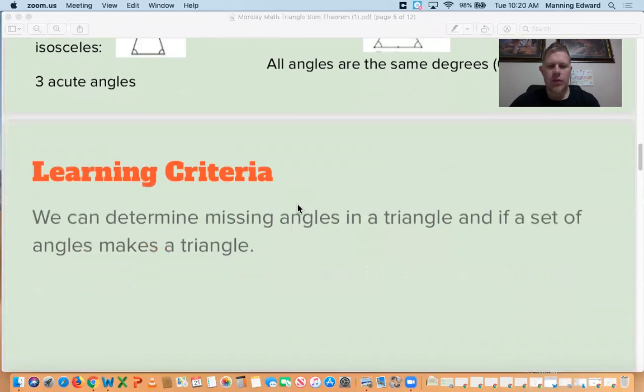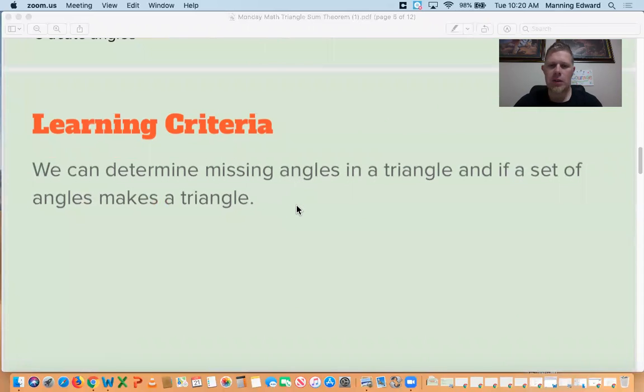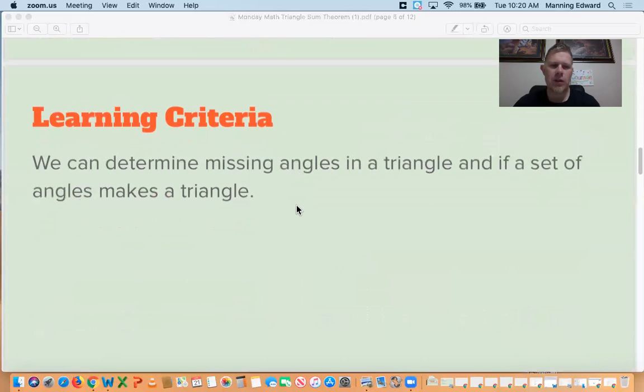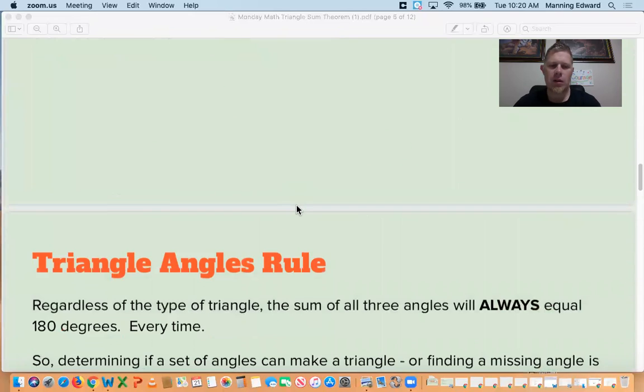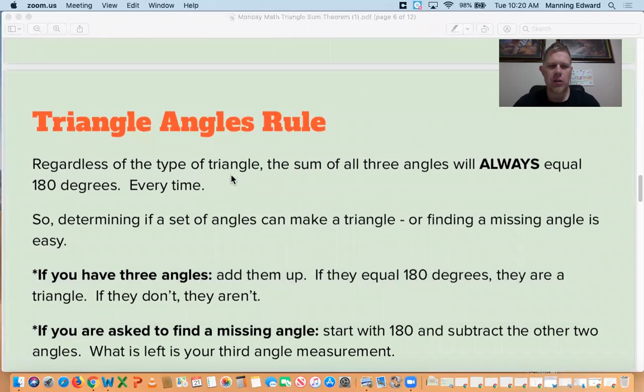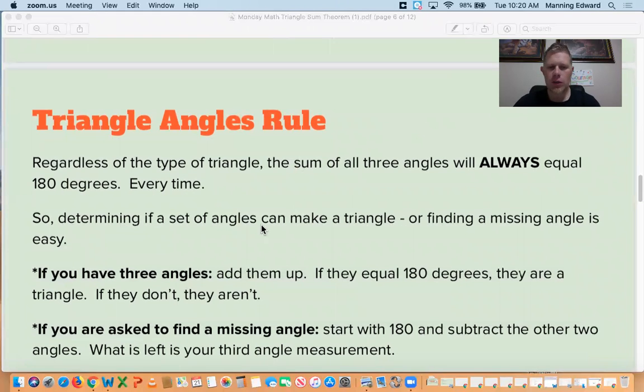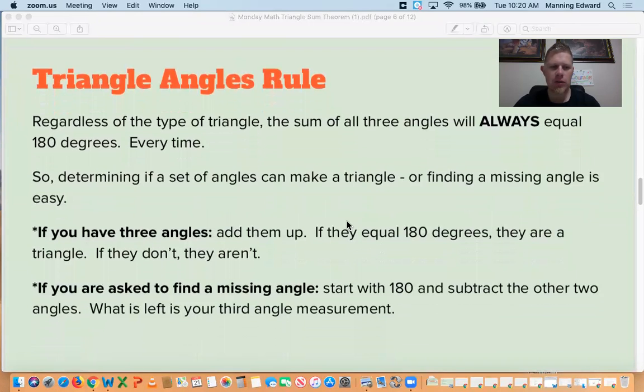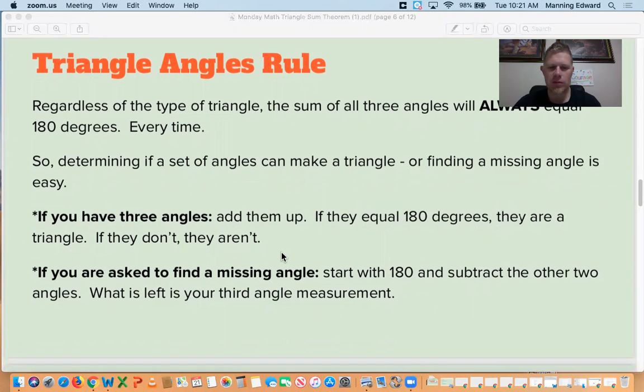All right. So we're just trying to figure out what the missing angles in a triangle are. Regardless of the type of triangle, the sum of all three angles will always equal 180 degrees every time. So if you want to determine a set of angles that can make a triangle and find the missing angle, that's easy. All you have to do is add them up, and if they equal 180, they're a triangle. If they don't, then they aren't a triangle.